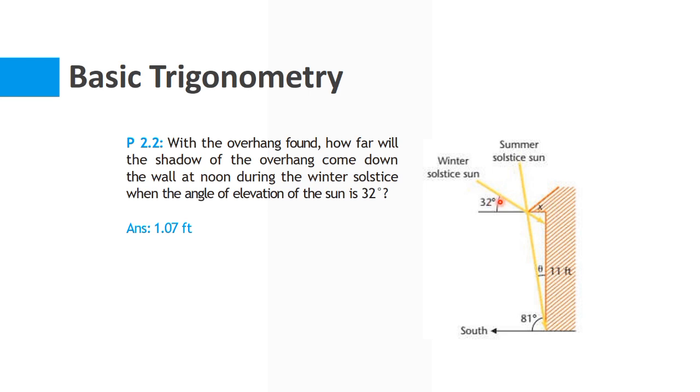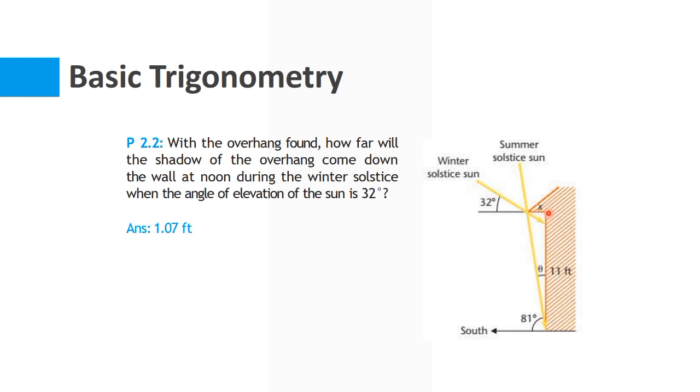And now we have already defined the length x, which is the length of the overhang, which comes out to be 1.74 feet. In this problem, you have to find how far the shadow of the overhang will come down. So you have to find this line. You have been given this angle as 32, so the interior angle would be 90 minus 32, which is 58 degrees.